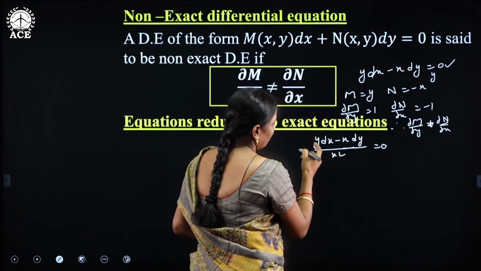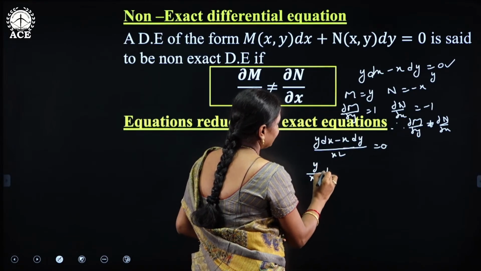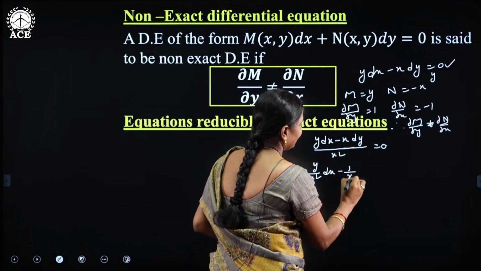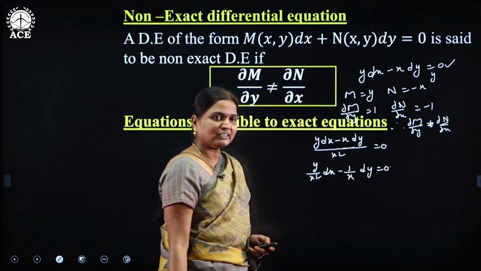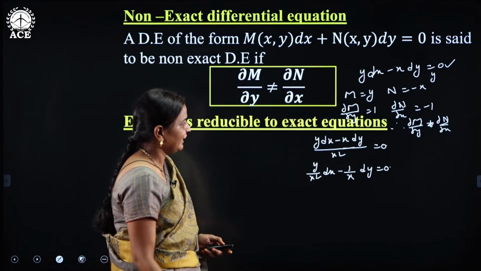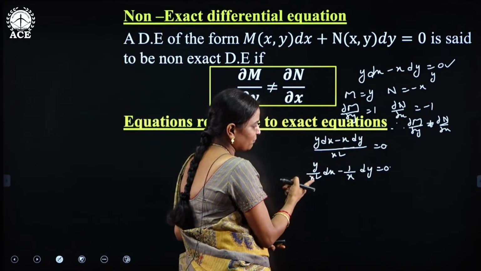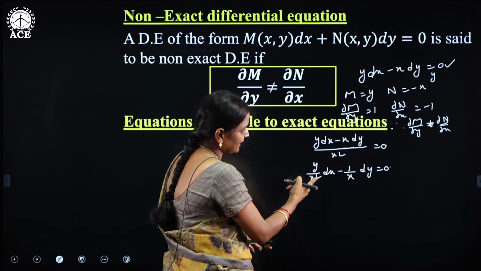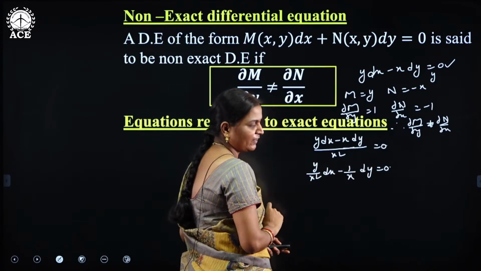So first divide term by term. So that is y by x square into dx minus x by x square, which is nothing but 1 by x into dy, equal to 0. Dividing with x square, or multiplying with 1 by x square, the differential equation becomes a new differential equation of the form y by x square into dx minus 1 by x into dy equals 0.